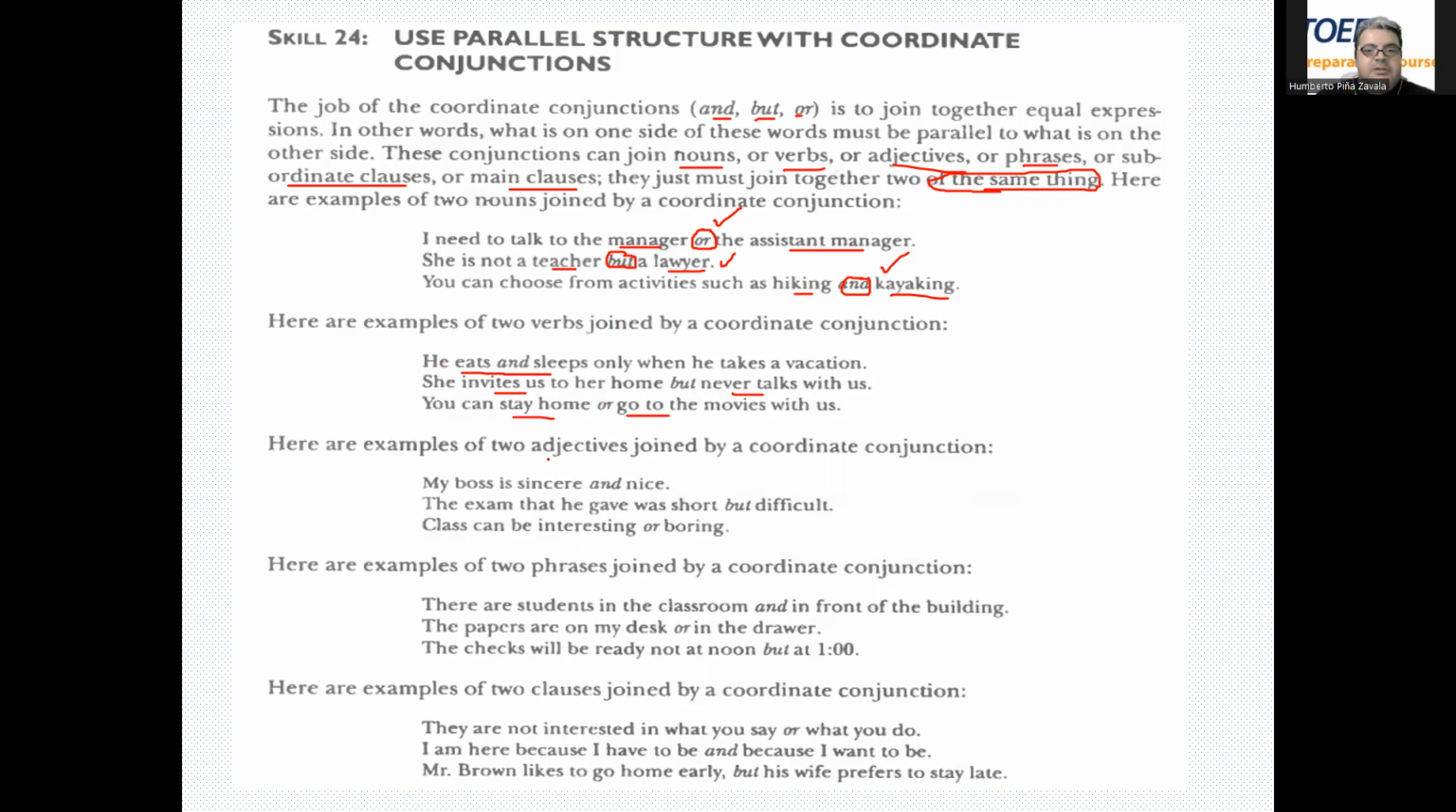Here are examples of two adjectives joined by a coordinate conjunction. My boss is sincere and nice. Sincere and nice, two adjectives. The exam he gave me was short, but difficult. Class can be interesting or boring.